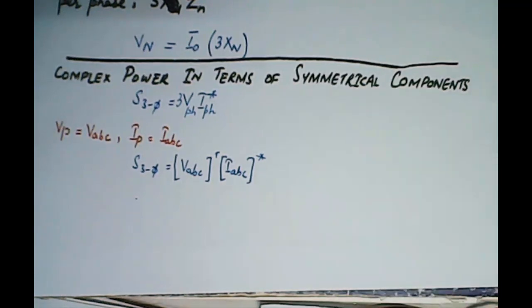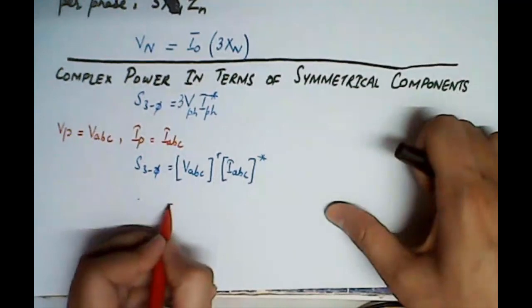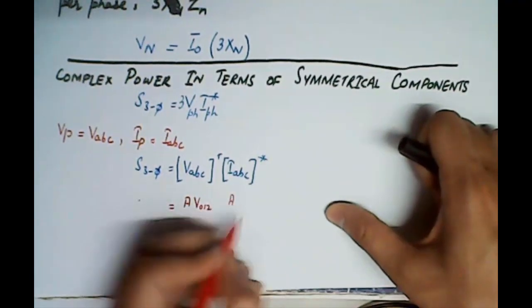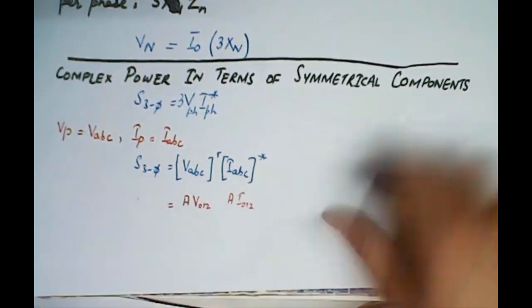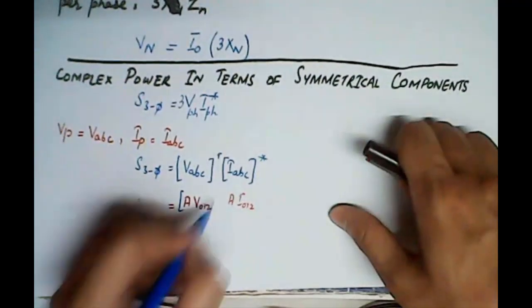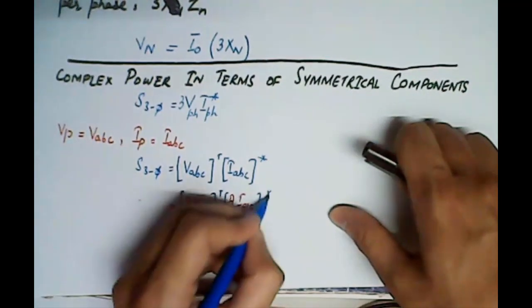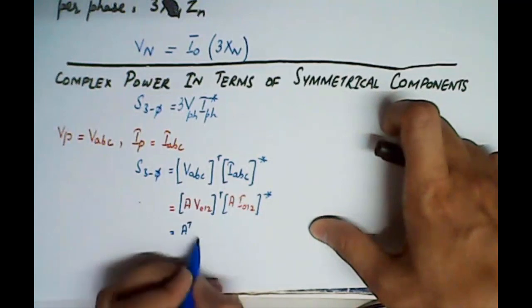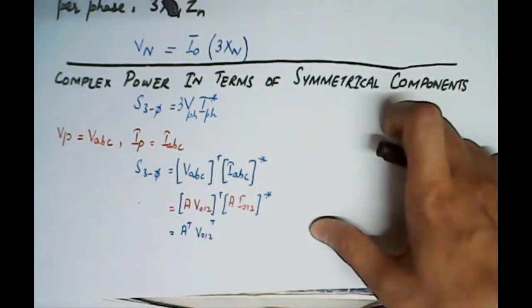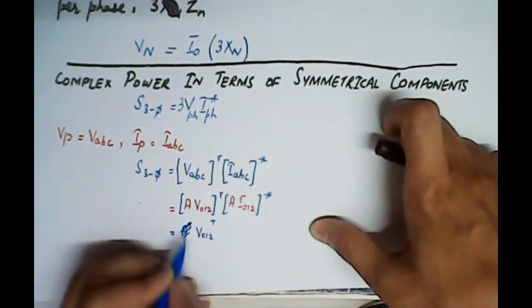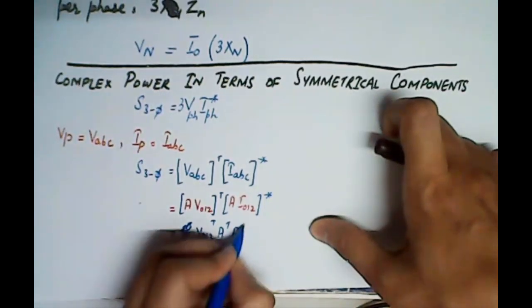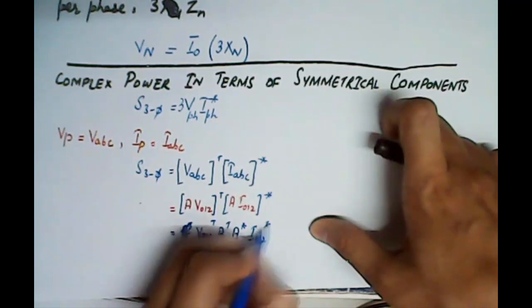Now we are converting this. We know VABC is equal to A times V012, and IABC equals A times I012. Transpose will be as it is, and conjugate will also be as it is. So when we open it, it becomes A transpose V012 transpose, or we can rearrange it as V012 transpose A transpose A conjugate I012 conjugate.